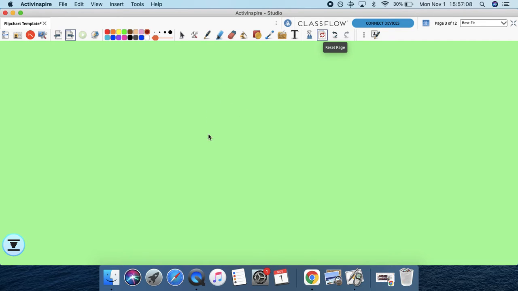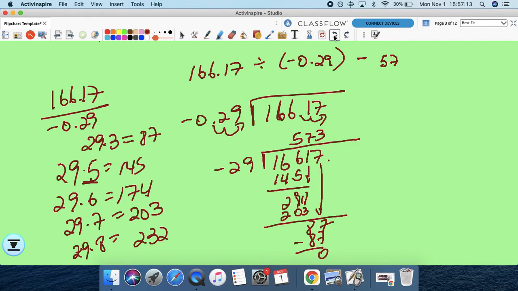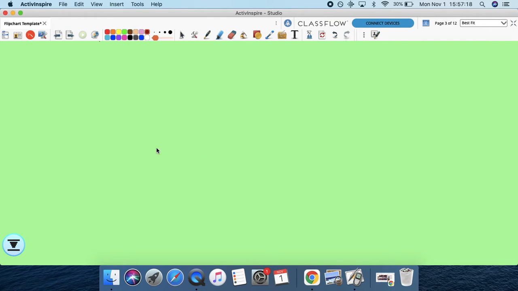Okay, so number 10 at the bottom. Number 10. We have 40 times 1.8, and you can use a calculator for it. 40 times 1.8 divided by 0.9 times 0.25.